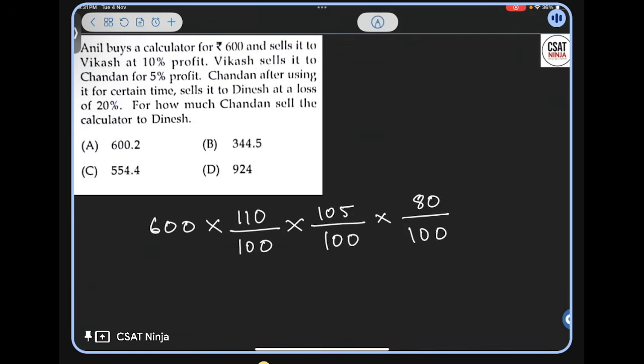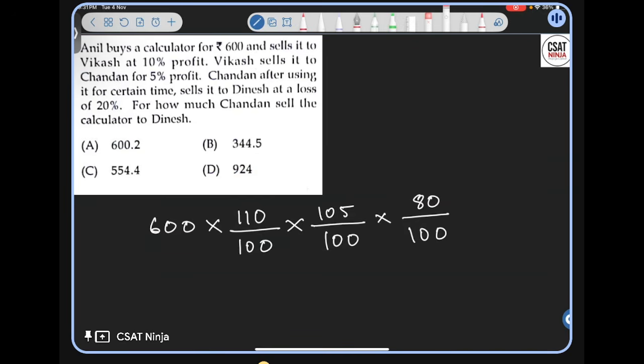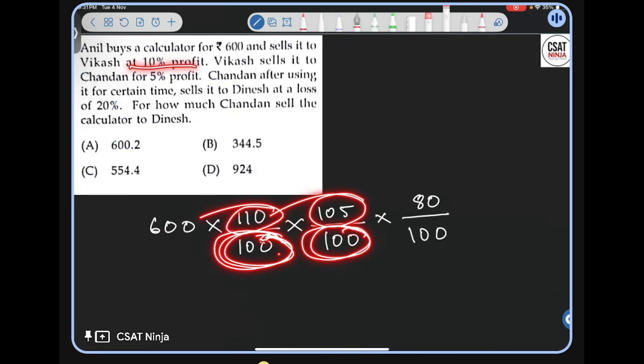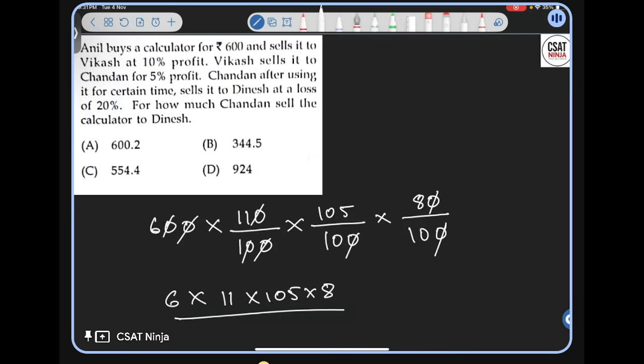So if you are following me with this, this is the answer. After simplifying this, it's fine. I'll repeat again. Since there is a profit of 10%, from 100%, that means 110%. From 100, if there's 5% profit, that means 105. And again, from 100, if there's 20% discount or 20% loss, then it is 80. So shall we reduce this one and get the answer? 0, 0 cancel, another 0, another 0 cancel, another 0, another 0 cancel. So do we have any term to cancel? So 6 into 11 into 105 into 8 divided by 100.